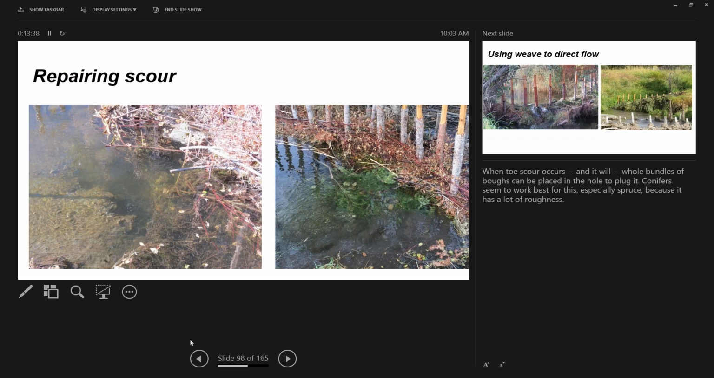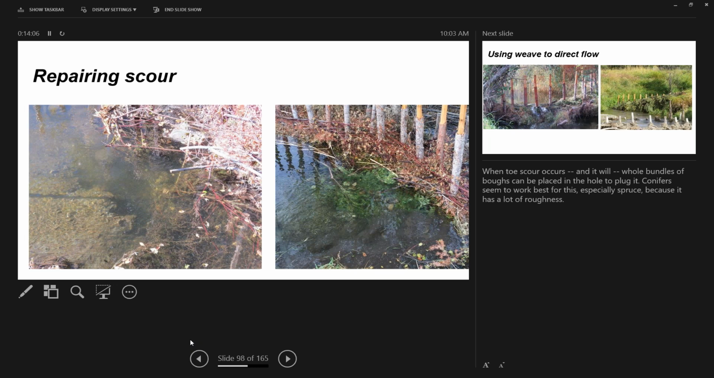I mentioned toe scour. This was a BDA that was woven without a brush mattress in 2017. And there's just a cavern, I don't know if you can really see it right here, of the stream bed washing away where the stream wants to go under the BDA. So there are times when we do repair those toe scour issues. Like here, we stuffed multiple bundles of Douglas fir boughs into that hole. That was a hole that would take you out. I mean, it was big.